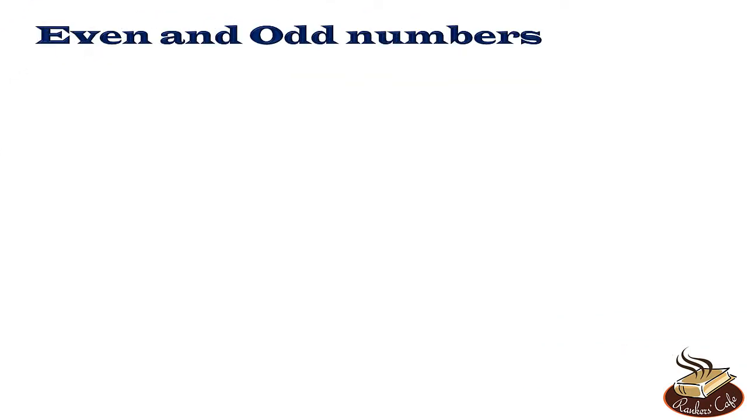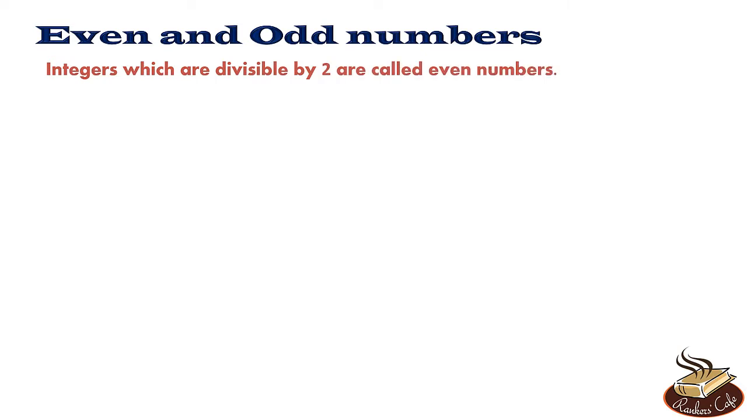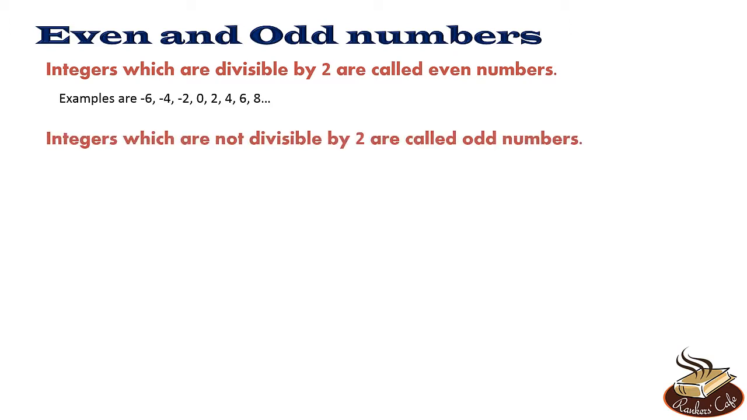Now let's move on to even and odd numbers. Integers which are divisible by 2 are called even numbers. Some examples are -6, -4, -2, 0, 2, 4, 6, 8, etc. And integers which are not divisible by 2 are called odd numbers. Examples are -5, -3, -1, 1, 3, 5, etc.